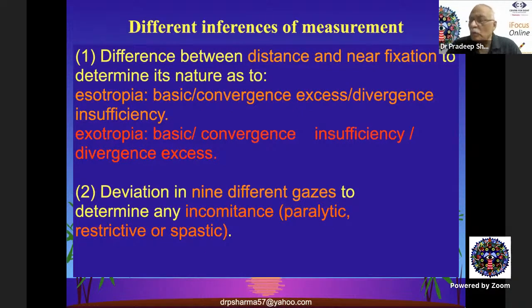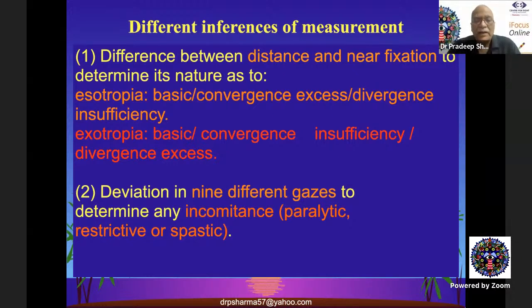So we go by simple measurements of PVCT, but what we have to take care of, now just jot down these points, are the different inferences of measuring on PVCT. First is the difference between distance and near fixation we talked about. For esotropia, it is basic if there is no difference between near and distance disparity. If there is more eso in the near, then it is convergence excess esotropia. If the eso is more for distance, we call it divergence insufficiency esotropia.